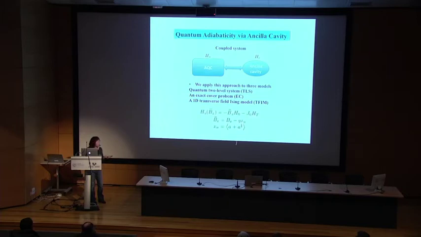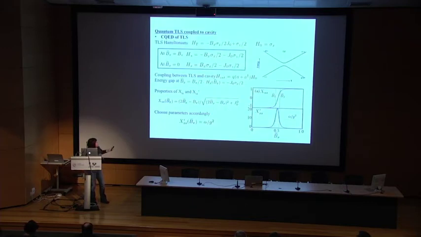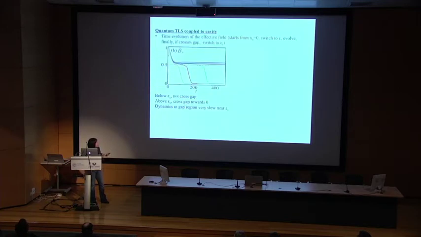But bear in mind, this is the Hamiltonian of the adiabatic computer. During the evolution, you have an effective transverse field that is modulated by the cavity displacement, as expressed in those equations. The first example is a quantum two-level system. I'm going to skip the details of that discussion and quickly go to the exact cover problem, because we basically have the same conclusion for the different models.